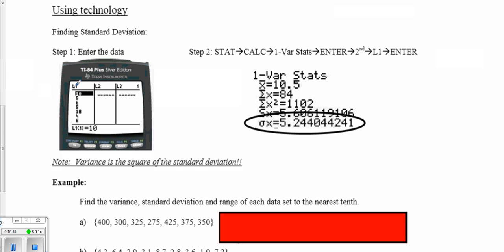You go into your lists, find your lists, and just enter all of the data. So the 10, the 9, the 6, the 9, 18, 4, and so on, all of them, to make sure that they are put into a list.